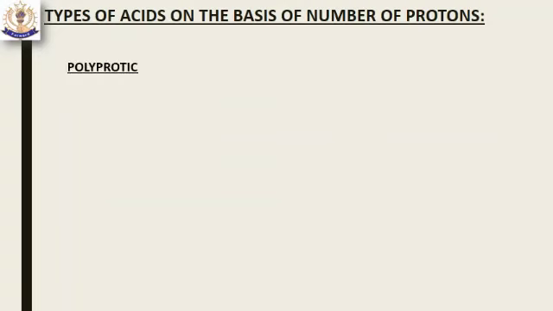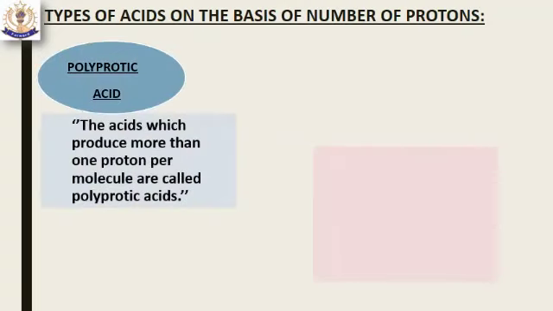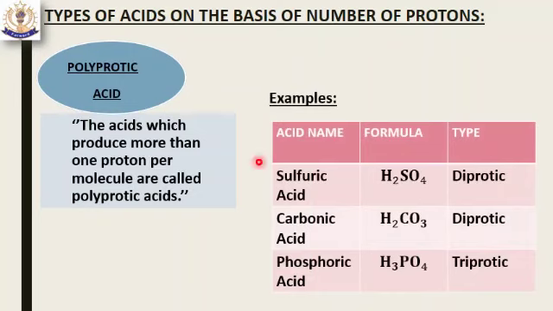On the basis of number of protons, the second type is polyprotic acid. Its definition is the acids which produce more than one proton per molecule are called polyprotic acids. As the name indicates, poly means many, protic means protons. So these acids can produce more than one proton at a time. Let's see the examples. Here sulfuric acid has two hydrogen atoms, so its one molecule can produce two protons at a time. So it is called polyprotic acid because it is producing more than one proton, and as it is producing two protons, on that basis it is called diprotic acid.